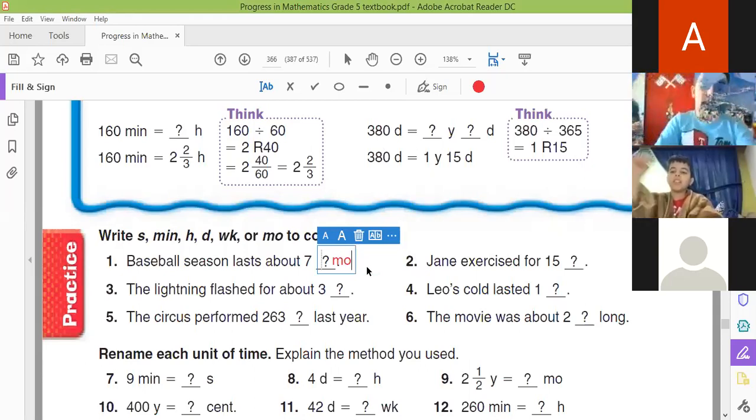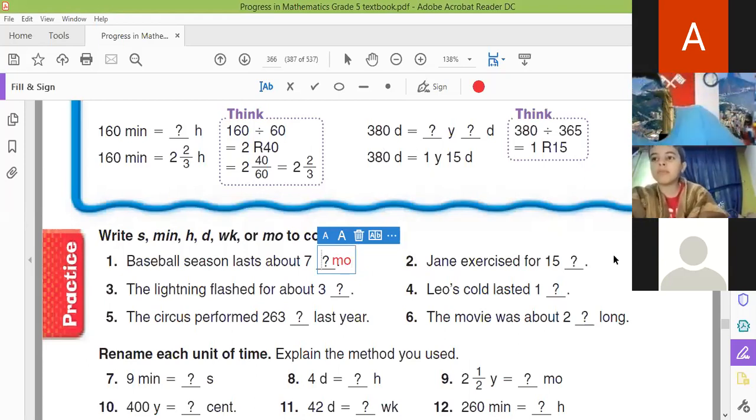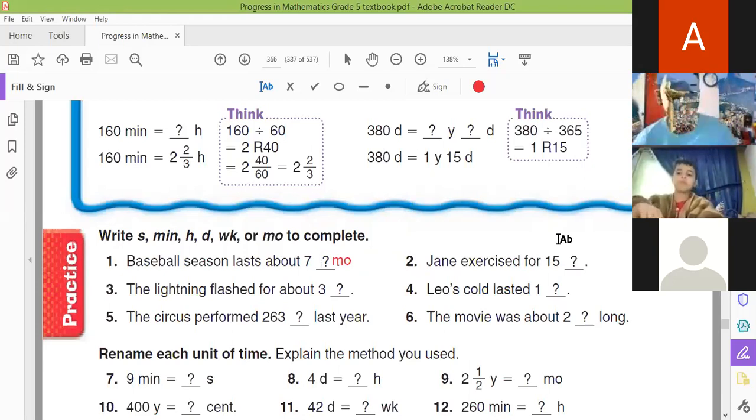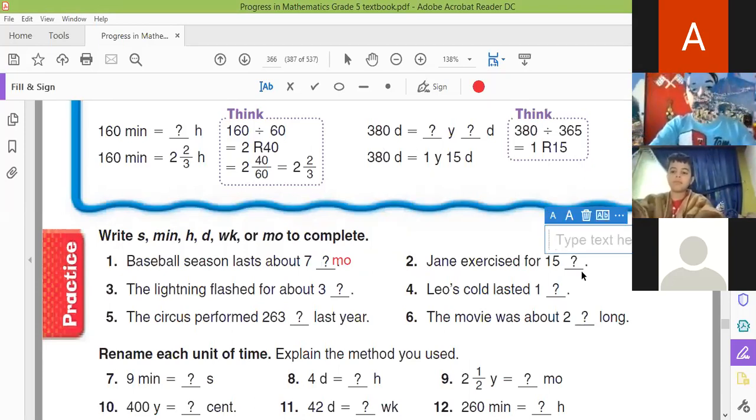Teacher, I can answer. Mishari, read question number 2. Jane exercised for 15 minutes. Very good. Right here, MIN only. Minutes.